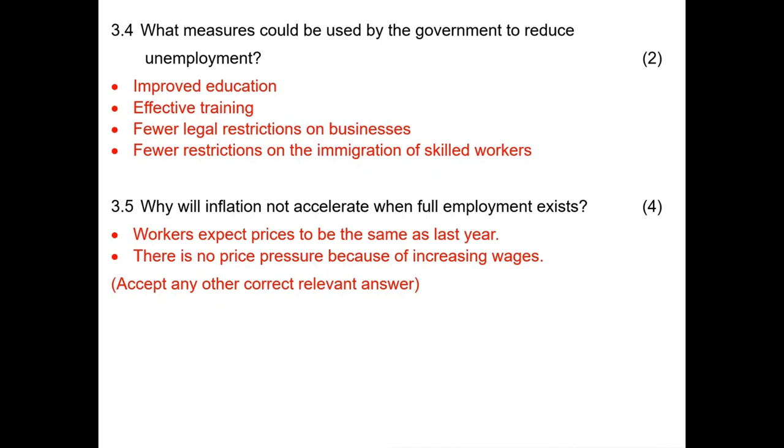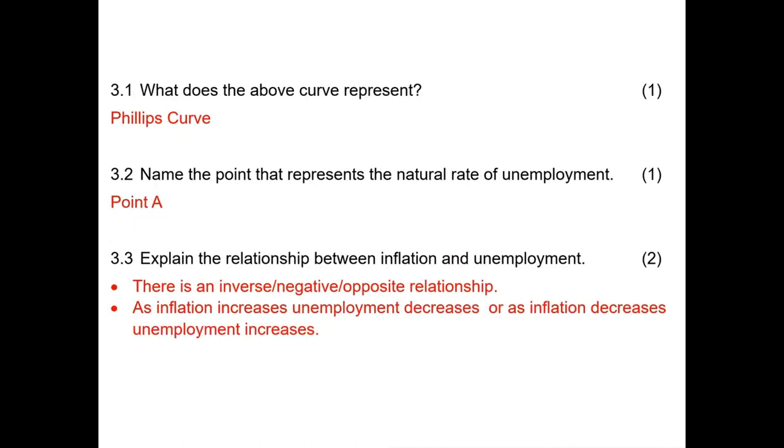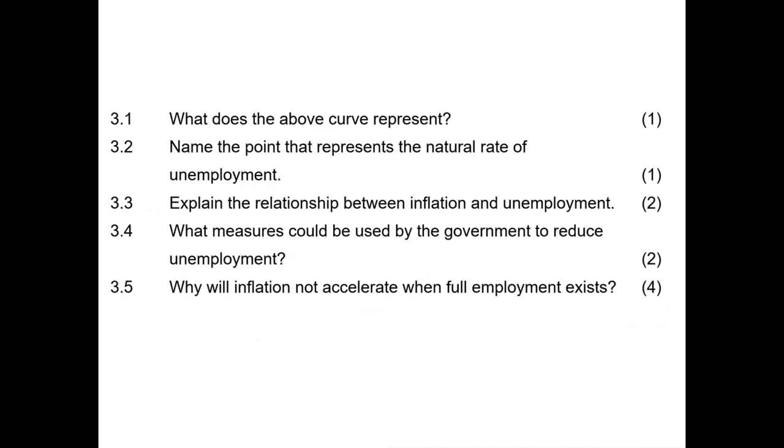Now you guys can see 3.5. So improved education, yes, that's 100%. And effective training, if there were fewer legal restrictions on businesses, so in terms of bureaucratic things and red tape, documentation, etc., a lot of restrictions where businesses don't have a lot of room to maneuver. Fewer restrictions on the immigration of skilled workers, yes. So any one of those measures could be put in place to reduce unemployment. Thank you so much for that.